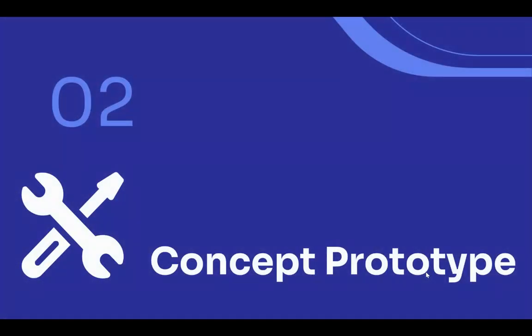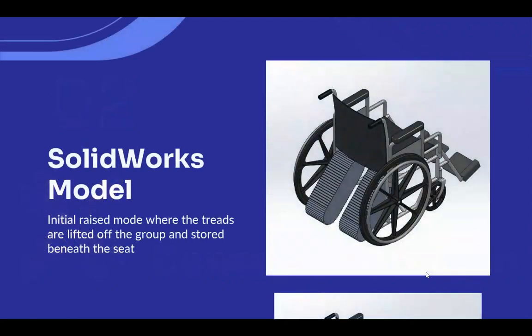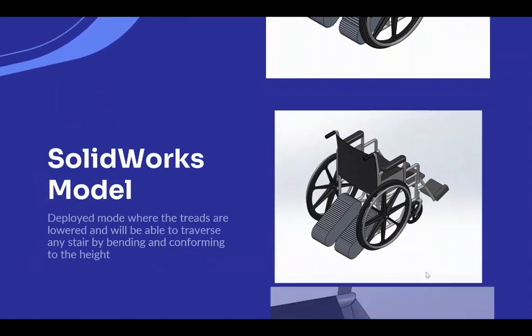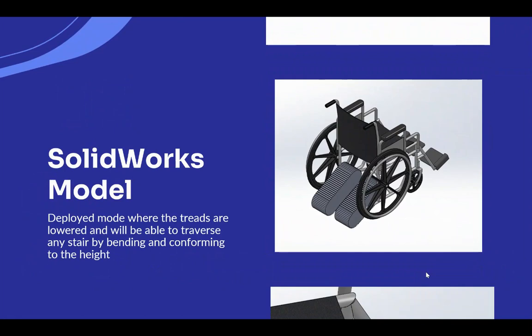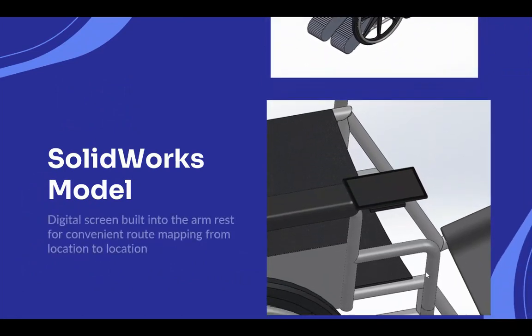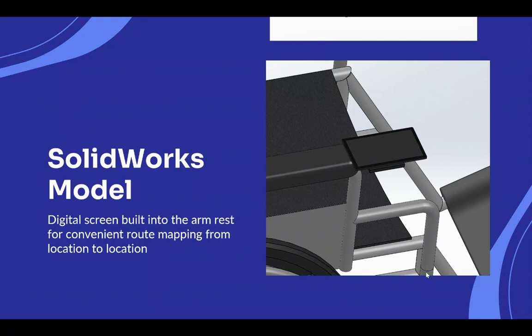Next, we have the concept model. Utilizing SolidWorks, we were able to modify an existing wheelchair by adding treads to the bottom, which can be stored underneath if they are raised above the ground. Next, we have a deployed mode, which will lower the treads to the ground and allow for stair traversing. Finally, there will be a digital screen built into the armrest that will house the routing software we are using.